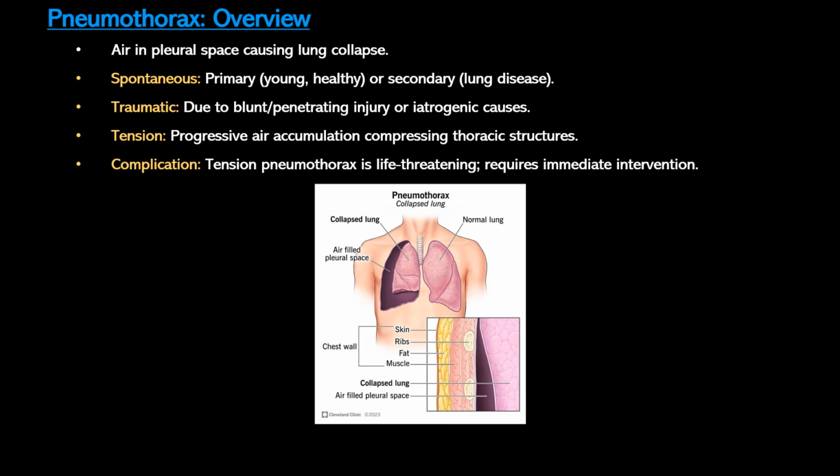Pneumothorax is a condition where air enters the pleural space, causing the lung to partially or fully collapse. It can occur spontaneously, either as a primary pneumothorax in otherwise healthy individuals, often tall, thin males, or as a secondary pneumothorax in patients with underlying lung disease like COPD. Traumatic pneumothorax results from chest injuries such as rib fractures or penetrating trauma, while iatrogenic pneumothorax can follow medical procedures like central line placement. A tension pneumothorax is the most severe form, where trapped air compresses the lungs, heart, and blood vessels, leading to cardiovascular collapse and requiring immediate intervention.